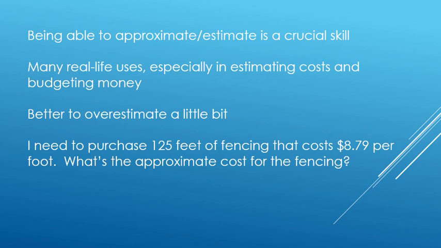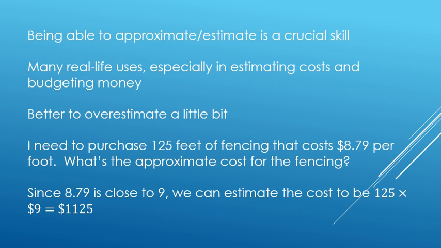So let's just round that fencing cost up so that we have a nicer number that we are going to work with here. So since 8.79 is close to 9, we can estimate the cost to be $9 per foot times 125 feet. So we're estimating $1,125 for the cost of fencing.